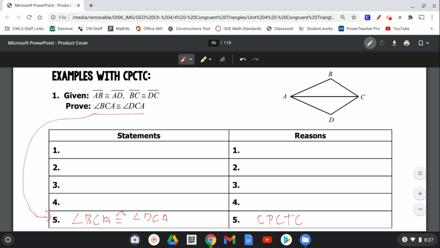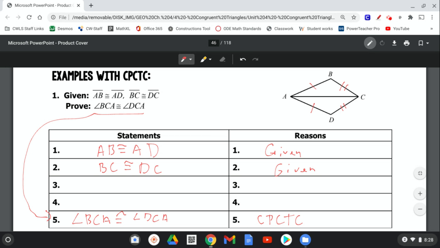Now, the step before that is we have to prove the triangles are congruent. So let's start writing our statements. We have AB is congruent to AD, and we have BC is congruent to DC. That should be a D right there. Those are both given. Then next, we mark up our picture so we can figure out how these triangles are going to be congruent: AB to AD, BC to DC.